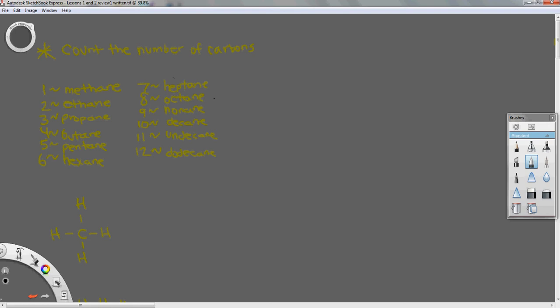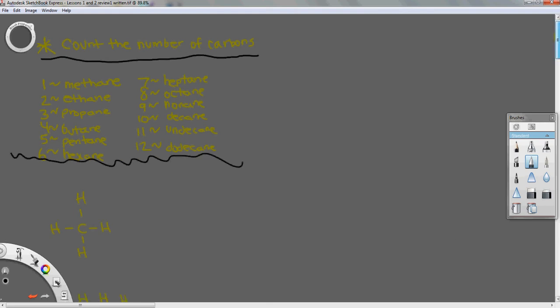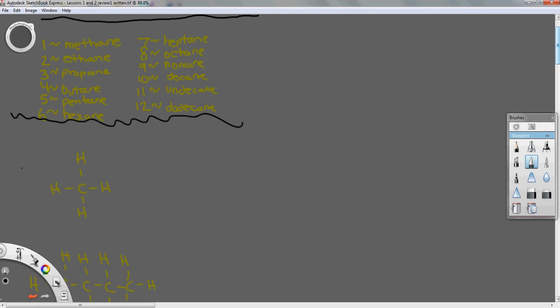So in order to name organic compounds, the very first thing you'd pretty much do is count the number of carbons. Once you've counted the number of carbons, you use this list in order to determine the name. So say we had this one over here and we wanted to name it. We just count how many carbons there are. We count one carbon. We check the list. Oh, one carbon. Its name must be methane.